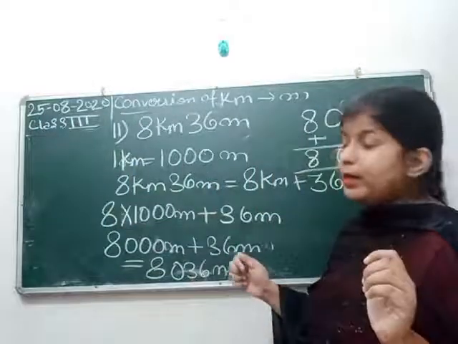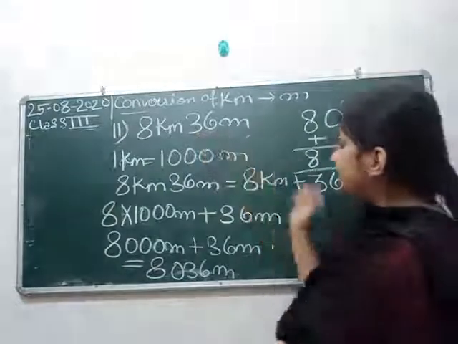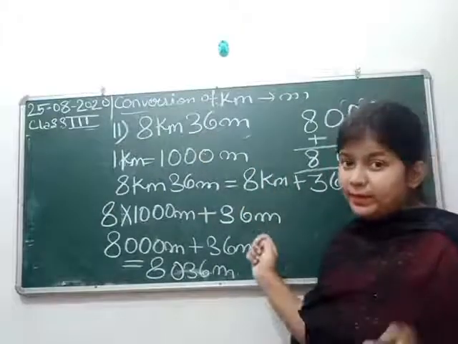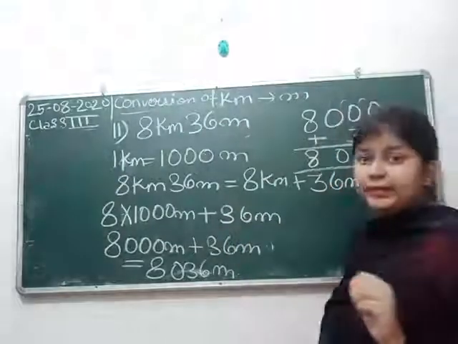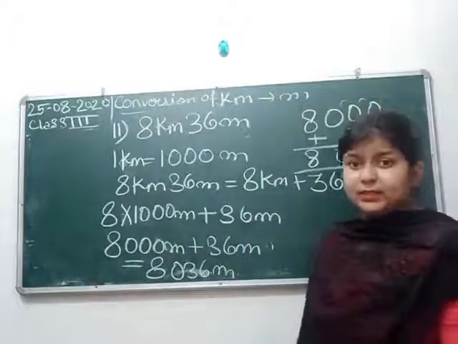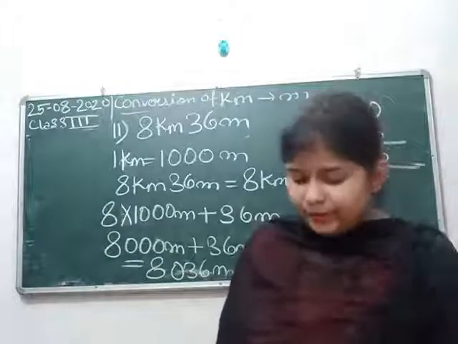See this question, in this question there were only 2 digits in the meters place, right? So what we have done is just added 36, not 360. Don't get confused between these two things.